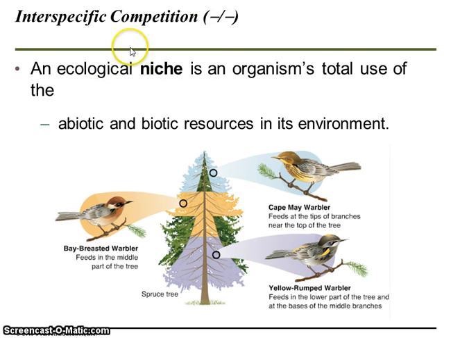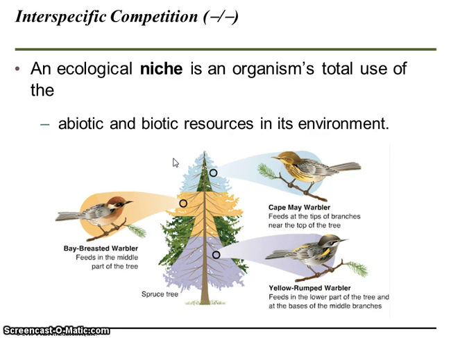First, we should talk about competition. So in competition, both species are harmed. That's because their niches overlap. So an ecological niche is the abiotic and biotic resources that it uses. So where does it get water? Where does it get its nutrients? Where does it build its house? What does it build its house out of?